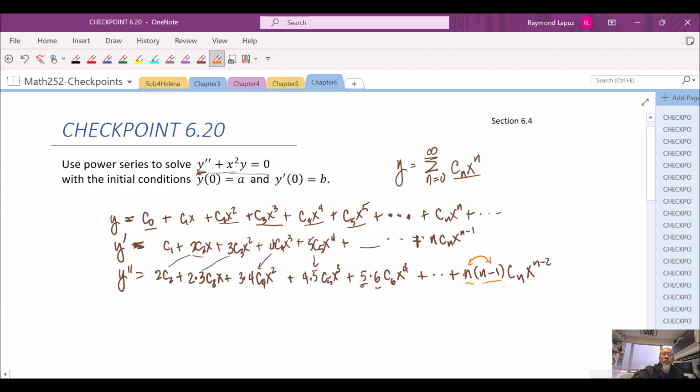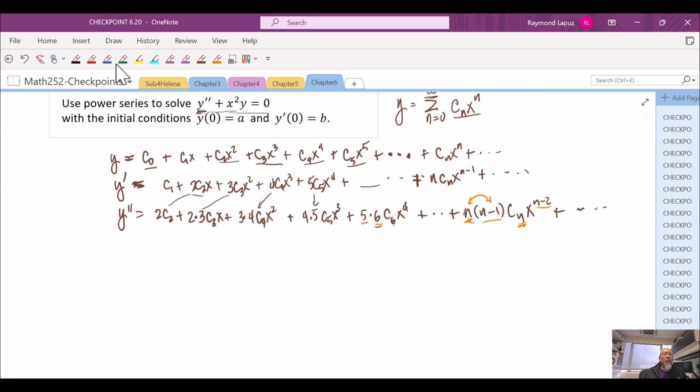So the lesser number is 5, the one after that is 6, and then this matches the 6, or the n, and then the c sub n matches, and then there's 2 less in the power. So keeping track of where these numbers are coming from would be an important part in doing this. Okay, so now that we have the first and second derivatives, let's put all that into the original differential equation.